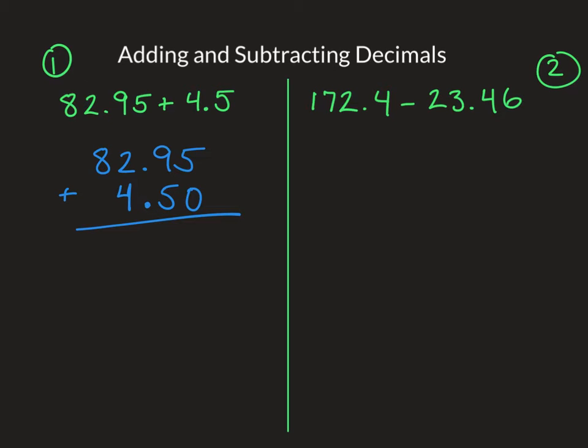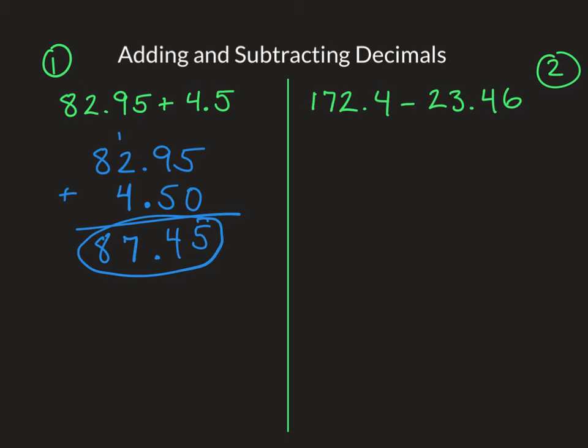Okay, so we add 5 plus 0 is 5. 9 plus 5 is 14. Okay, the 1 gets carried over into the next place value. 1 plus 2 is 3, plus 4 is 7. And then we have an 8 here, and we're not adding it to anything in the tens place in the 4 and 500, so that's just 8. And then the last thing we do is we bring down our decimal point. So 82 and 95 hundredths plus 4 and 5 tenths is 87 and 45 hundredths.